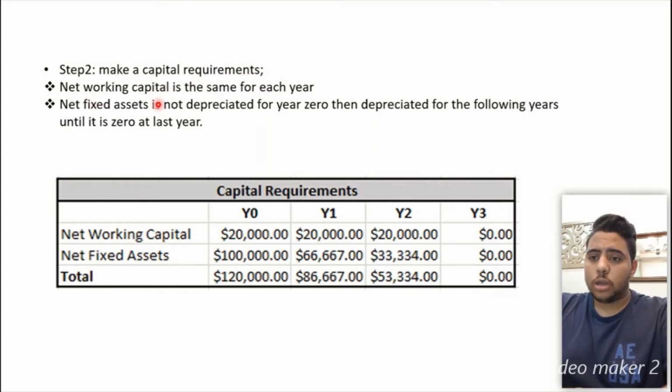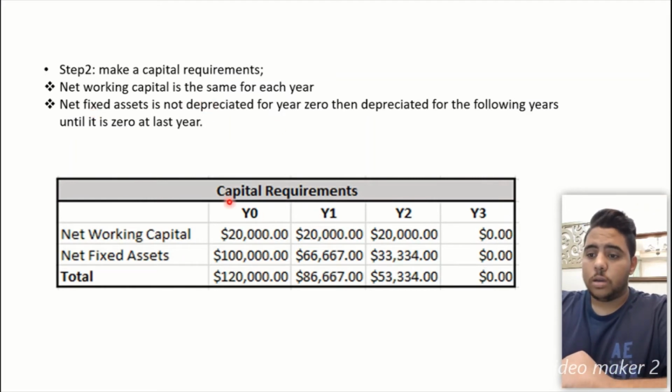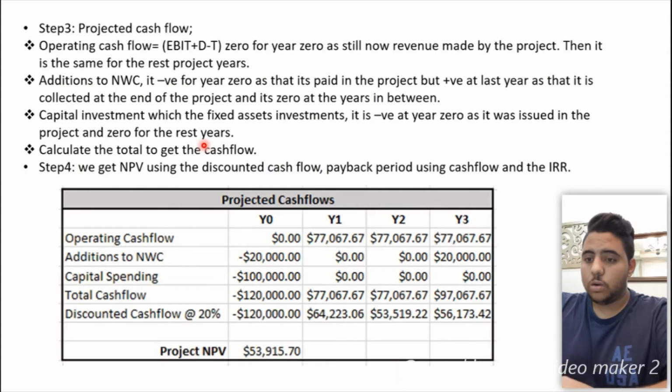Next step, we make a capital requirements table. Here, net working capital is the same for each year. Here, the net fixed assets is not depreciated for year zero, because it's year zero and it's still not used. Then it's depreciated for every year until it's zero at the last year.